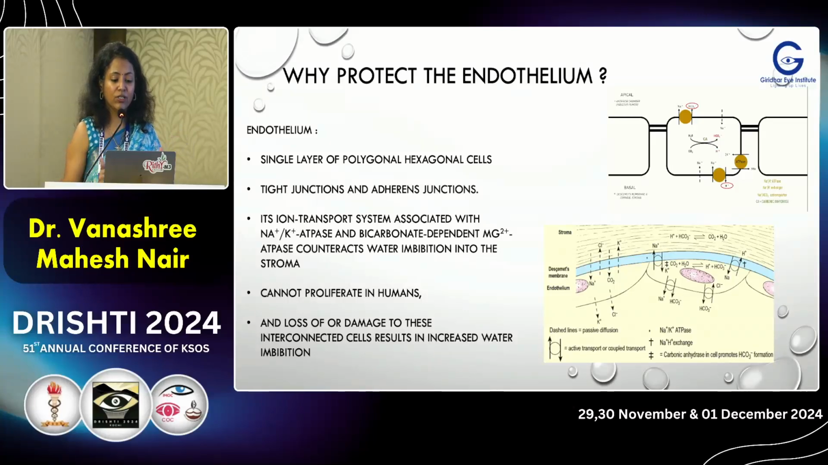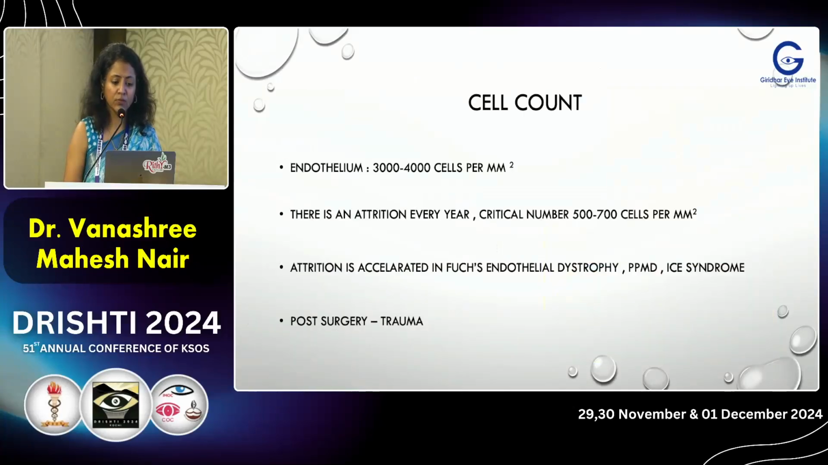Now these endothelial cells are a finite number, and for the cells which are lost, the other cells will just enlarge in size and cover up that area. So the loss or damage to these interconnected cells results in increased water imbibition into the cornea. The endothelial cell count is around 3,000 to 4,000 at birth, and there is an attrition every year. The critical number is 500 to 700 cells. After that, the cornea will decompensate.